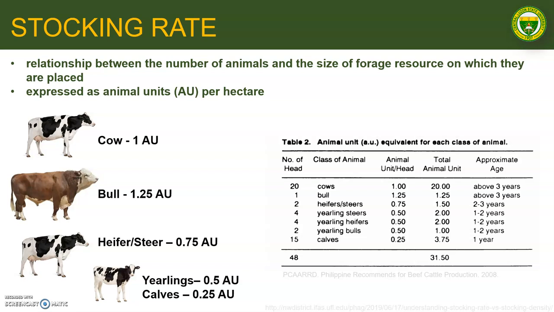For example, let us take a look at this sample table provided with a computation on the number of animal units based on the number of heads in a farm. A 48-head herd with 20 cows, 1 bull, 2 heifers, 4 yearling steers, 4 yearling heifers, 2 yearling bulls, and 15 calves has a total of 31.5 animal units.